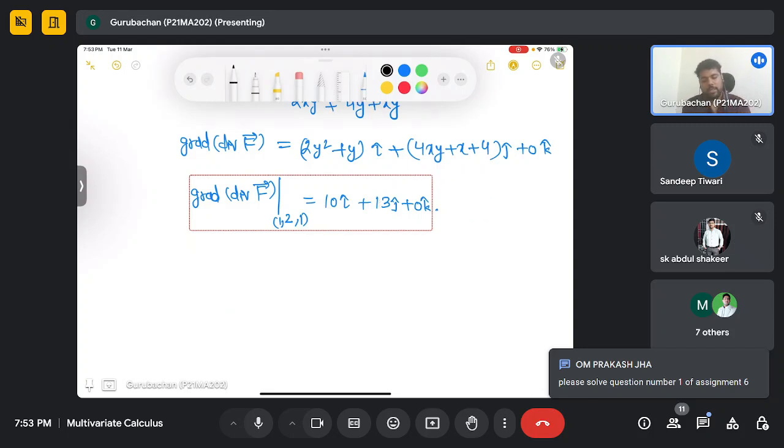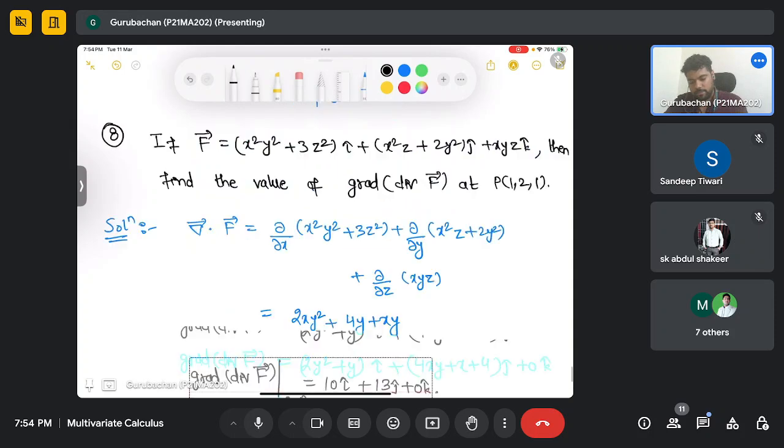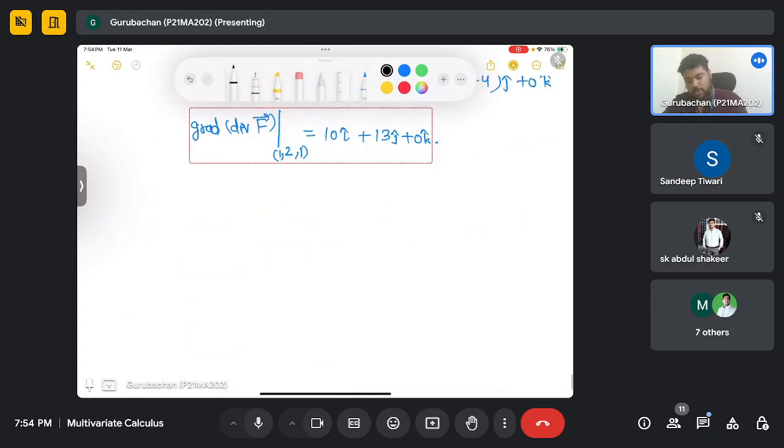If you remember, I guess question number one of assignment six, it's not valid for that calculation. There is some error in this question, I think. There is a comment like that. It's not for evaluation. First confirm that, then we can talk about it.